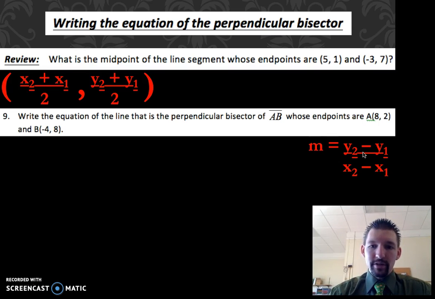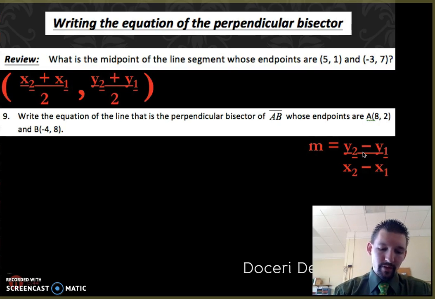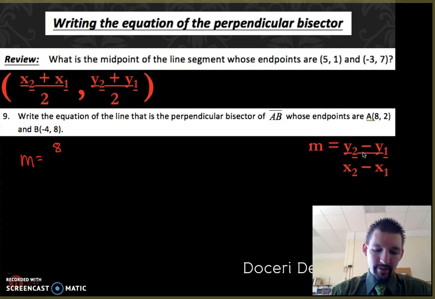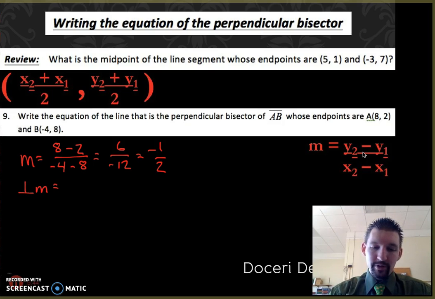So if we want to write the equation of the perpendicular bisector of the line going from A to B here, we're going to need to find the slope. So we're going to do m equals y2 minus y1, so 8 minus 2 over negative 4 minus 8. That's going to be 6 over negative 12, which is negative 1/2. Now, we want a perpendicular line to that. So the perpendicular slope is going to be the negative reciprocal, which is going to be positive 2. So we now have our slope here.